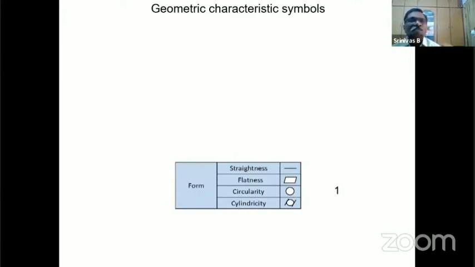Primary datum is a surface. You are giving flatness to that. Can you have a leader for that? No. Flatness cannot have a leader. Straightness cannot have a leader. Cylindricity, circularity cannot have. They are applied for independent features. They do not have datums or leaders. Therefore, they are the base category.